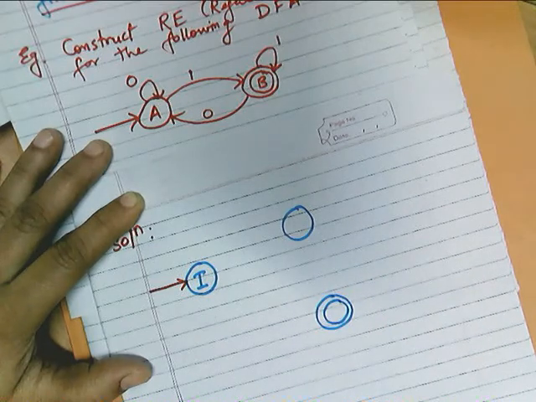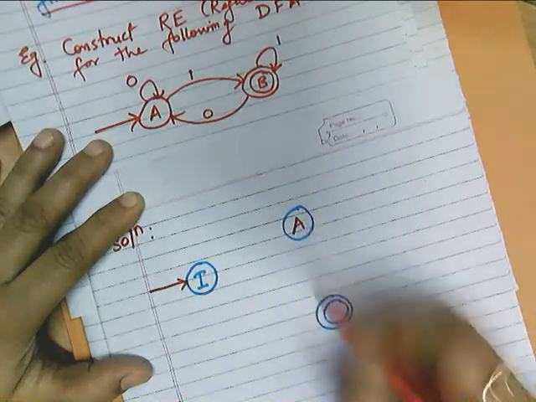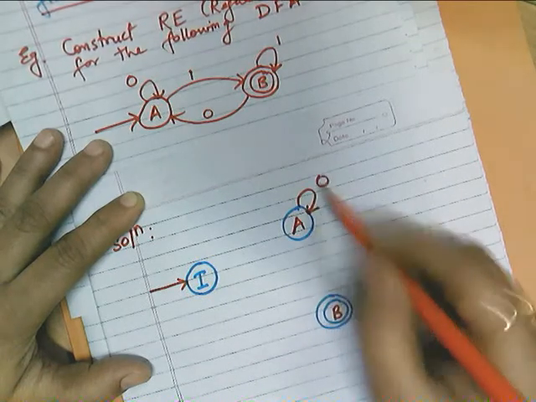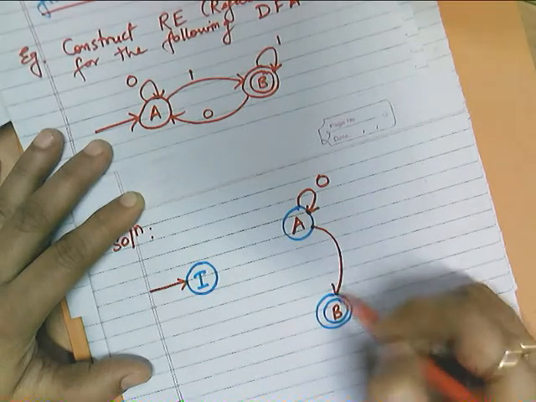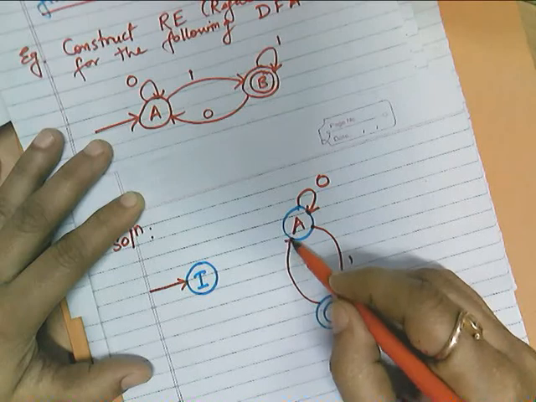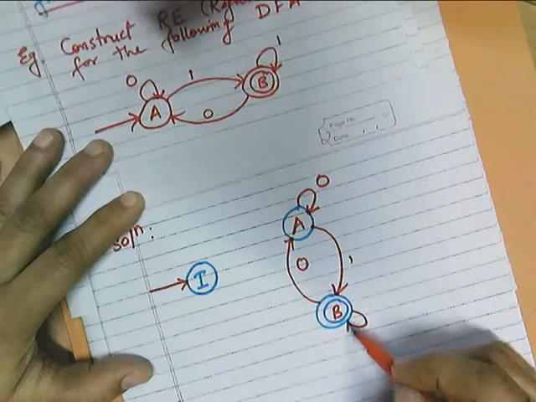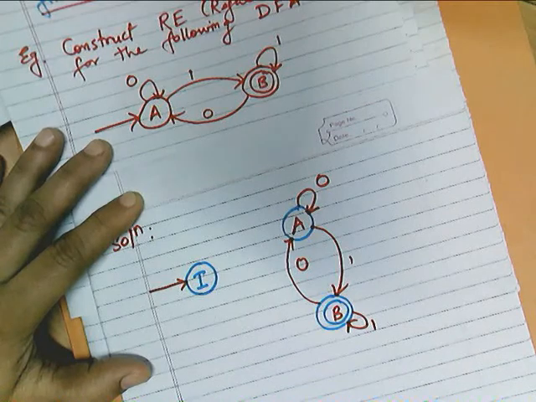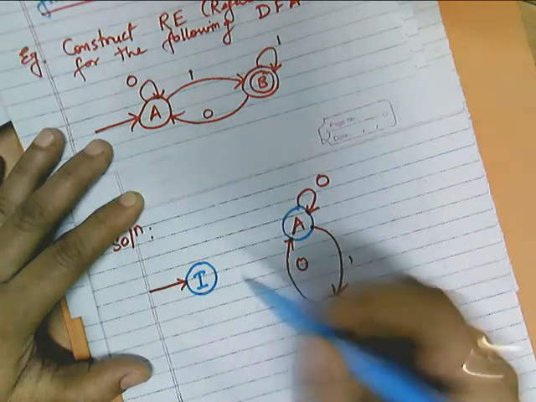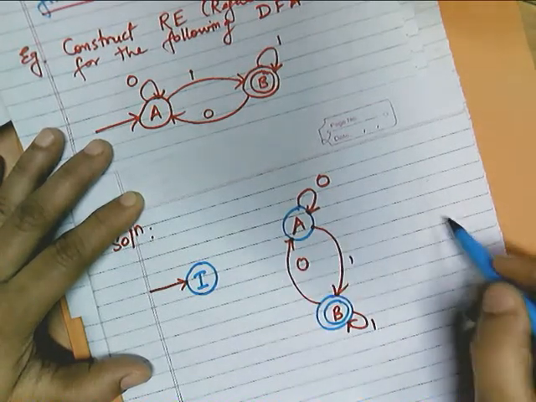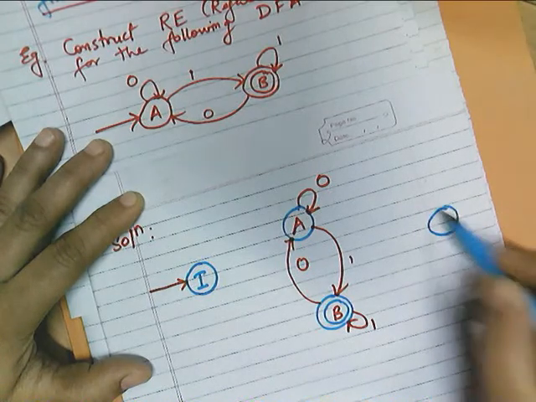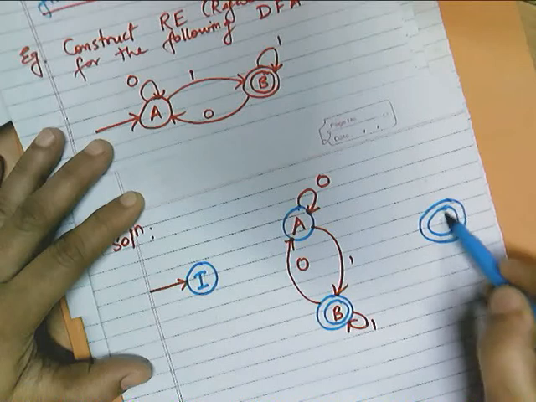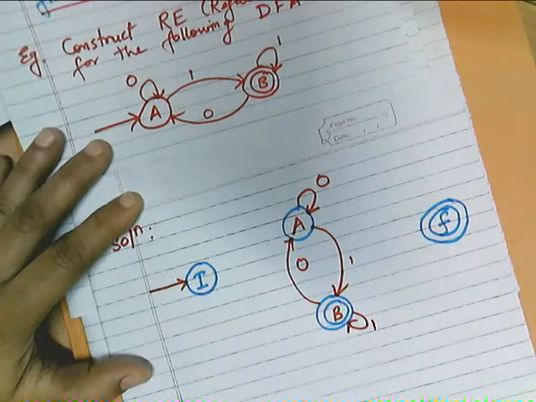So this is my A, this is my B, and all the transitions are as it is, 0, then 1, then 0, and with 1. Okay, I can even draw it horizontally, no problem. But the case is what? Again I have to add one more state, that will be a final state, which is named as final state.